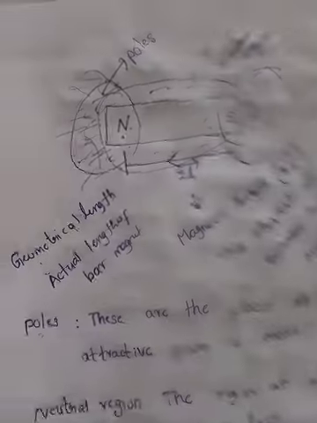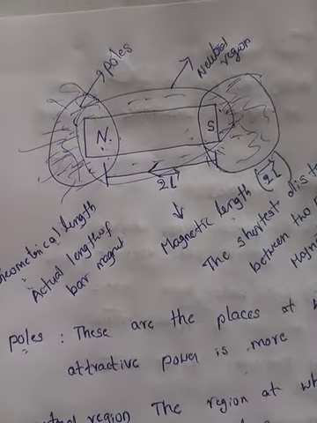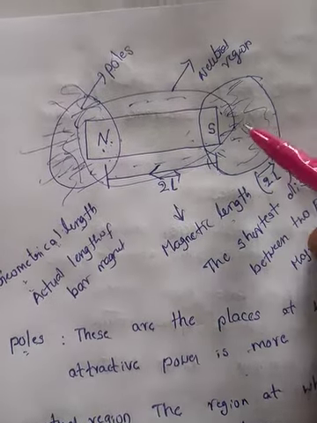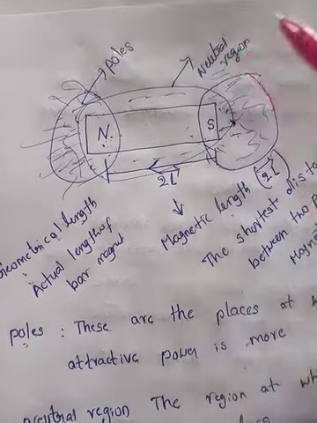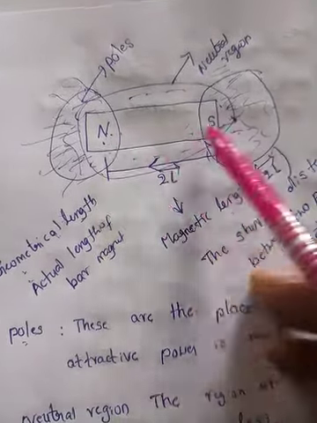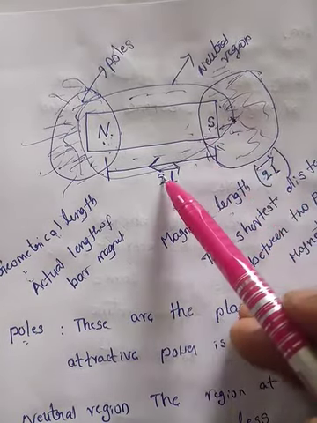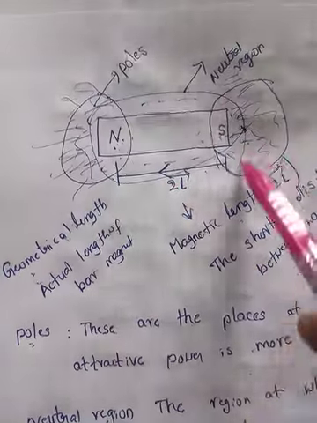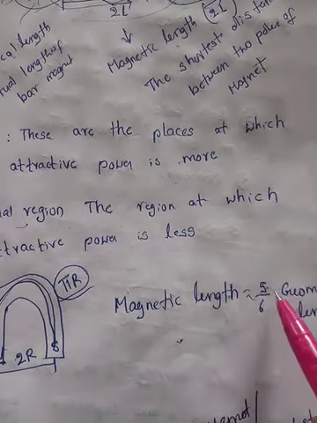So in today's class we discussed all about the basics of a magnet, where the poles will be, near the ends. How did we calculate? The places where attractive power is more, we call poles. The place at which attractive power is minimum is called the neutral region. The shortest distance between the two poles of the magnet is called magnetic length. It is a vector quantity whose direction is from south to north. The actual length of the magnet is called geometrical length. The relation between geometrical length and magnetic length is: magnetic length is equal to 5/6 times the geometrical length.